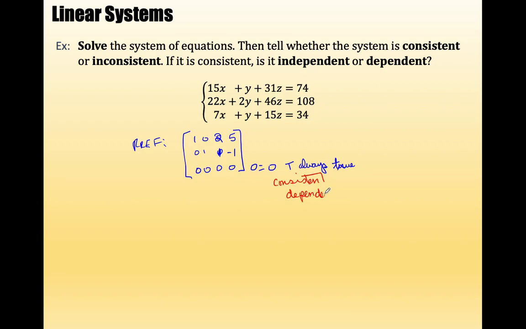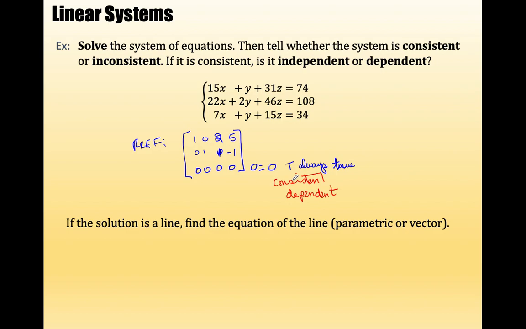Let me ask you again to reach back into your Algebra 1 brain and also AAF. When we were doing these, if you have coinciding lines, what did your answer look like? You didn't just write 0 equals 0, did you? No, you wrote the equation of the line. So here, if the solution is a line, you have to find the equation of that line, and I want it to be in parametric or vector form. So how do we do that?